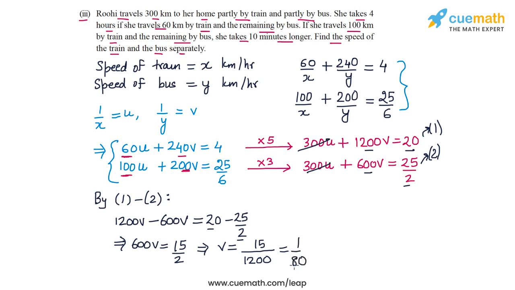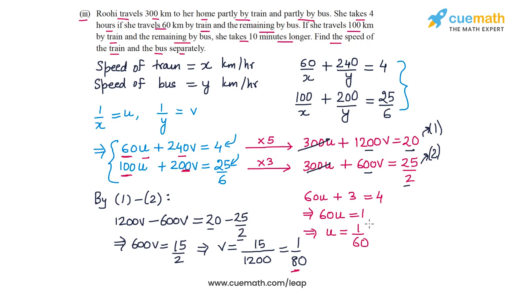So v is equal to 1 by 80, and now let's substitute this value of v into any of these original equations and find the value of u. So let's substitute this into the first equation. I get 60u plus 240v, so 240 into 1 by 80, so 240 by 80 is 3, so 60u plus 3 is equal to 4, and from here I get 60u is equal to 1 or u is equal to 1 by 60. Alright, that's great.